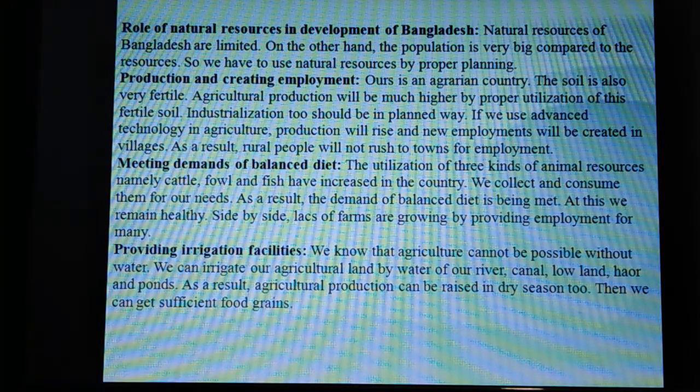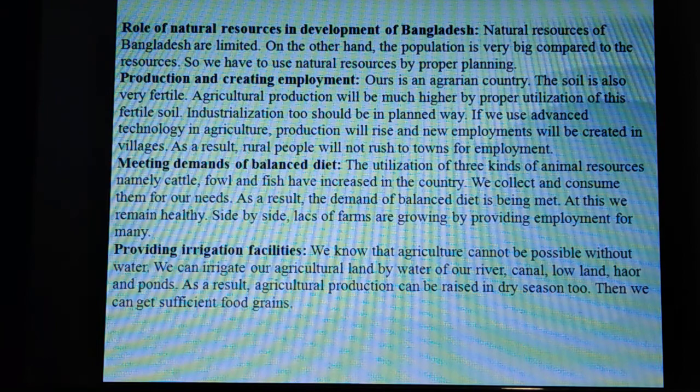Point 3. Providing irrigation facilities. We know that agriculture cannot be possible without water. We can irrigate our agricultural land by water of our river, canal, lowland, our ponds, etc. As a result, agricultural production can be raised in the dry season. Then we can get sufficient food grains.